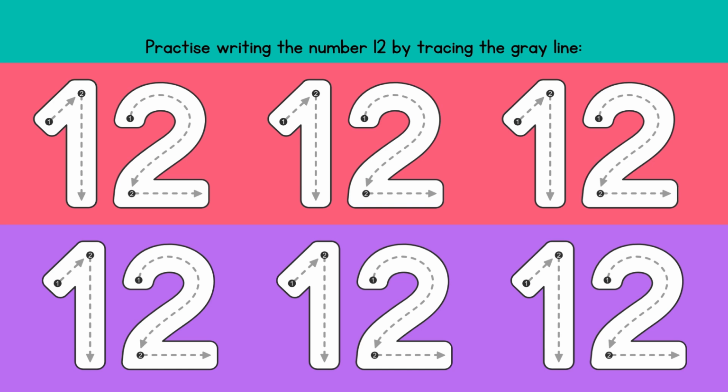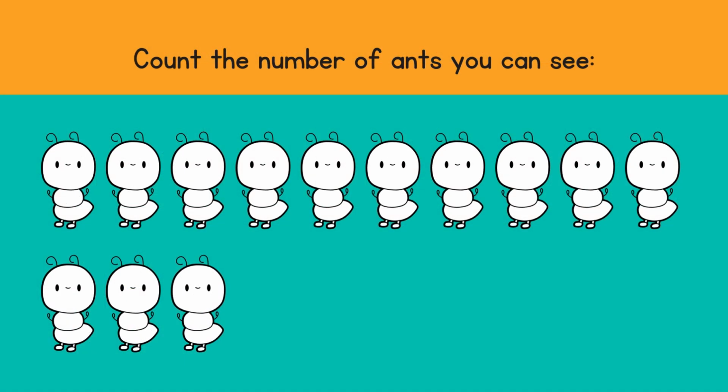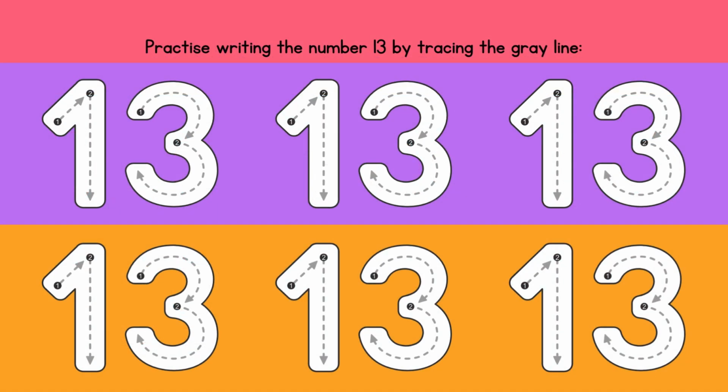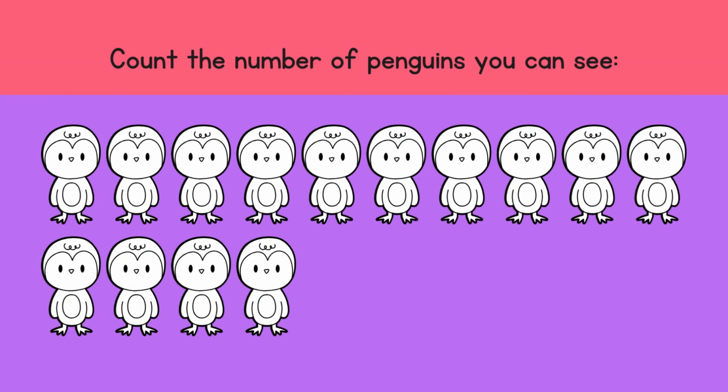Practice writing the number 12 by tracing the gray line. Count the number of ants you can see. Practice writing the number 13 by tracing the gray line. Count the number of penguins you can see.